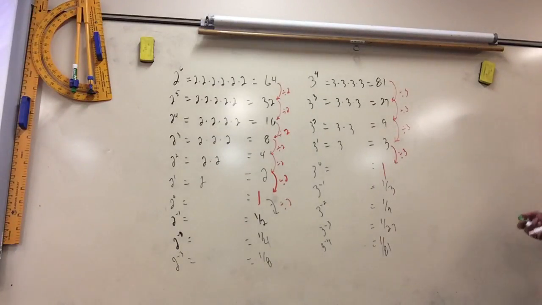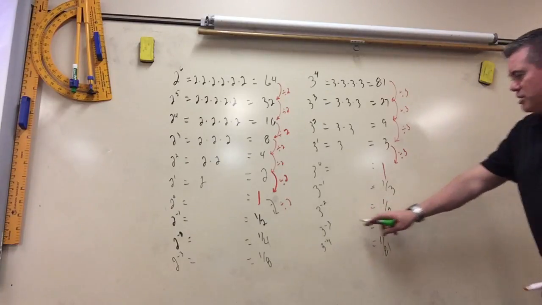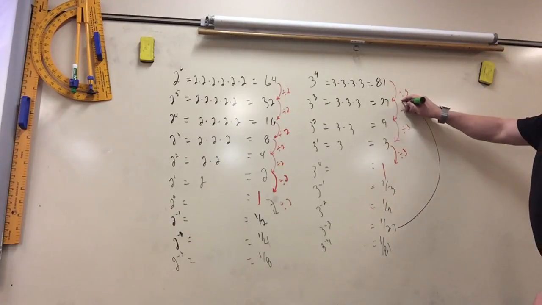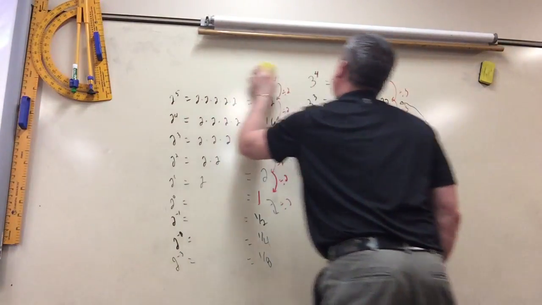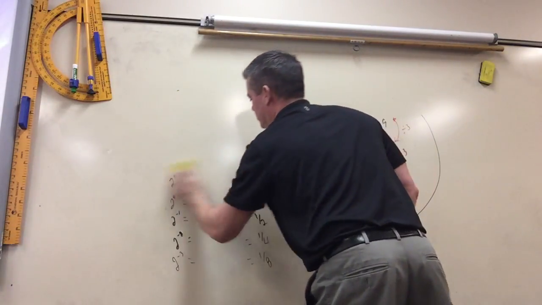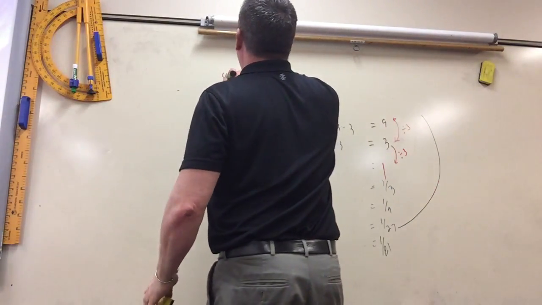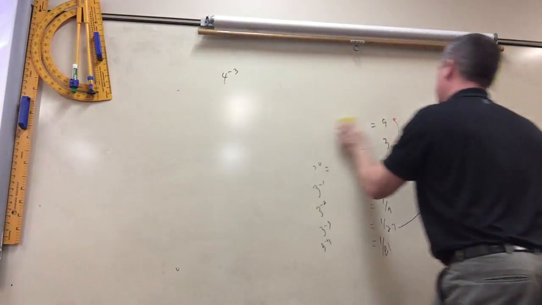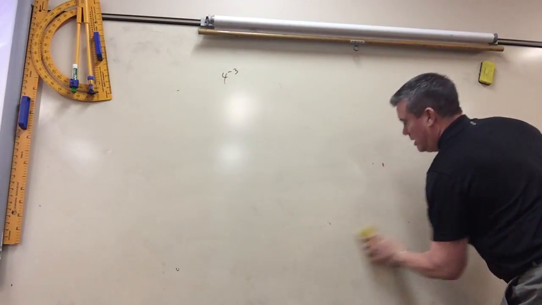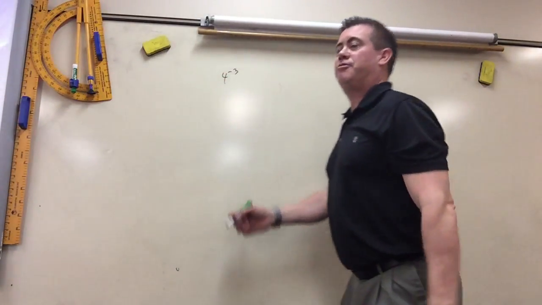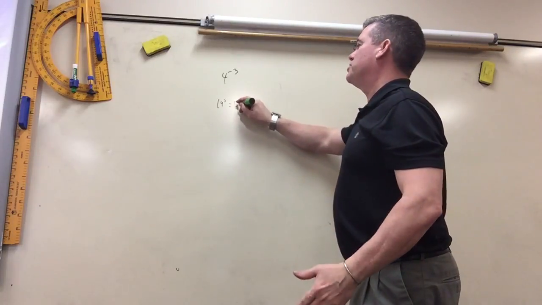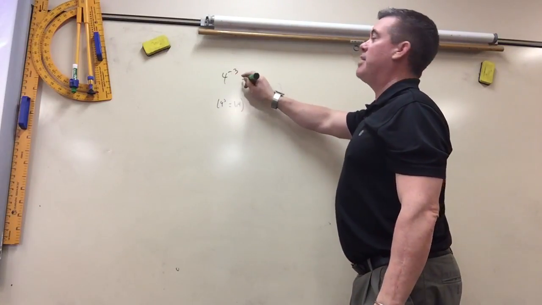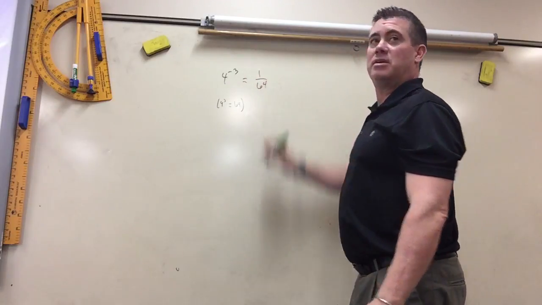All it is, is if you notice, 3 to the negative 3rd is just the reciprocal of 3 to the 3rd. So anytime you've got a negative exponent, just do it the right way. 4 to the negative 3rd, what you do is, on your calculator, figure out what 4 to the 3rd is. 4 times 4 is 16, times another 4 is 64. And since it's negative, that means the answer is 1/64.